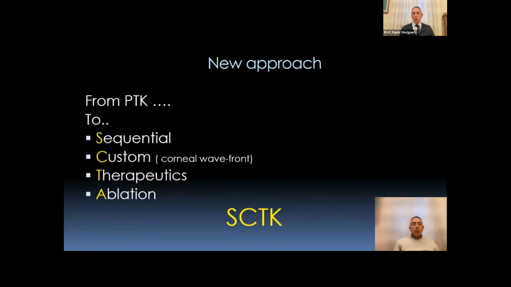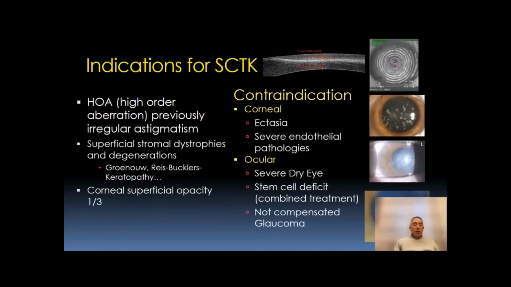So let's move from the standard PTK that we have. This is the presentation of yesterday. Therapeutic ablation: which are the indications? The indication is whenever you have aberration of the cornea, superficial dystrophies, or corneal superficial opacity. Contraindications are ectasia, endothelial pathologies, dry eye, limbal stem cell deficiency or glaucoma.